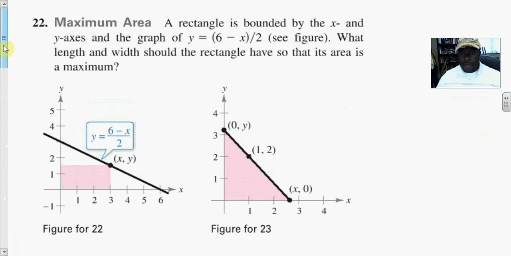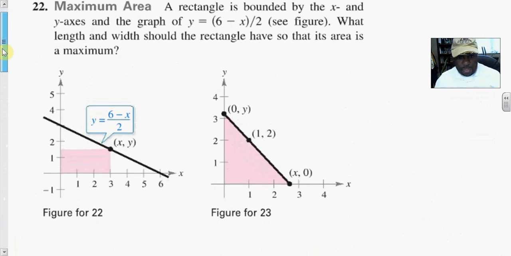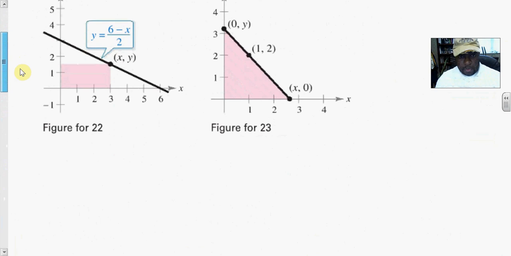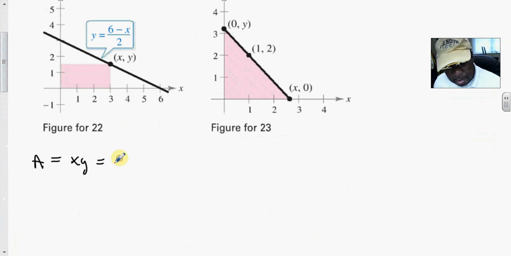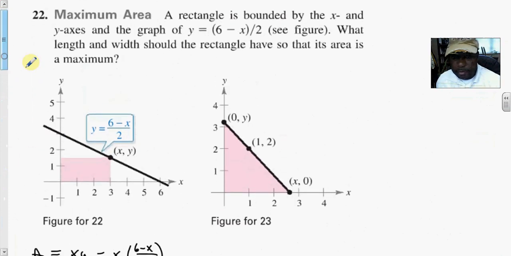Number 22, a rectangle is bounded by the x and y axis and the graph of y equal to 6 minus x over 2. What length and width should the rectangle have so that its area is a maximum? So this is number 22. So let's see. Here you want to maximize the area of the rectangle, so the area is x times y, and y is given there to be 6 minus x over 2. We want to maximize the area of the rectangle.